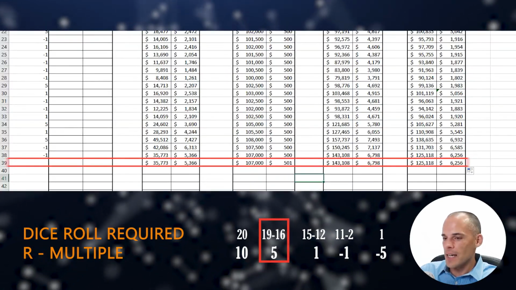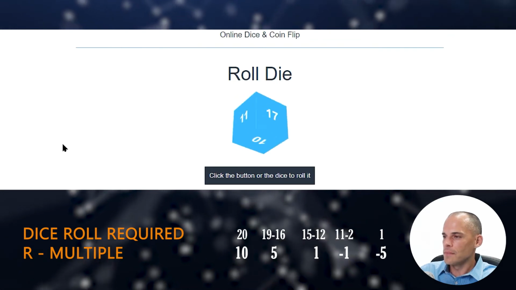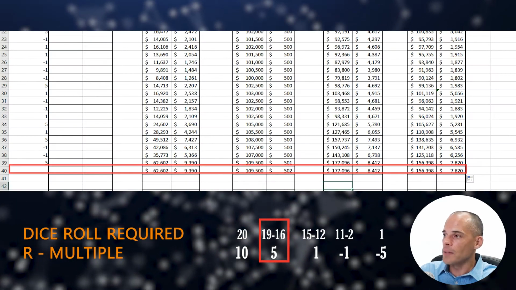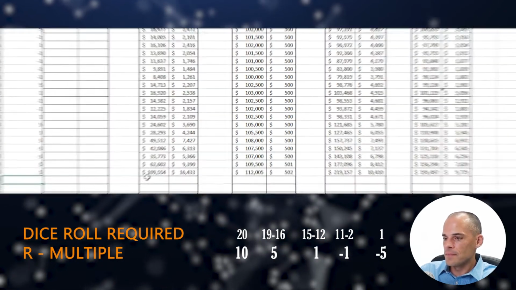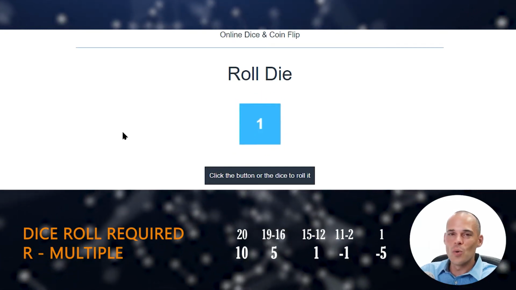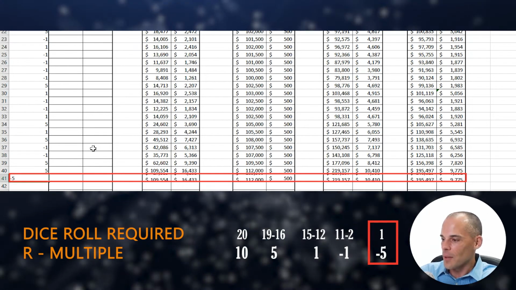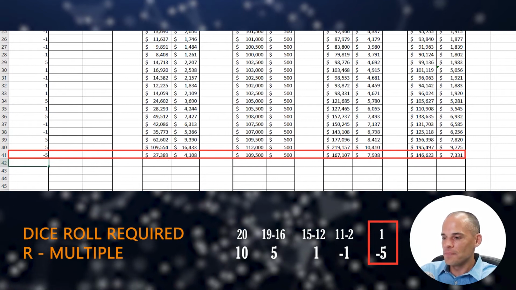19, that's a +5. Next roll. That's a 16. That is a +5. We've had 2 +5s in a row here. Next roll. Oh, a 1. That is a big old -5. Everybody took a hit from that. Okay. Keep on going. Next up.